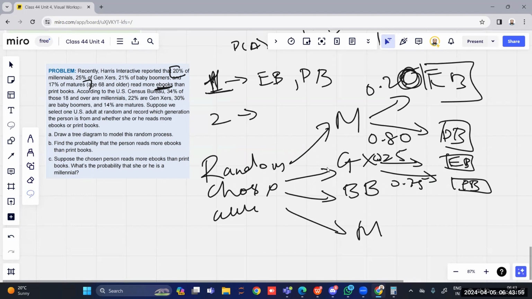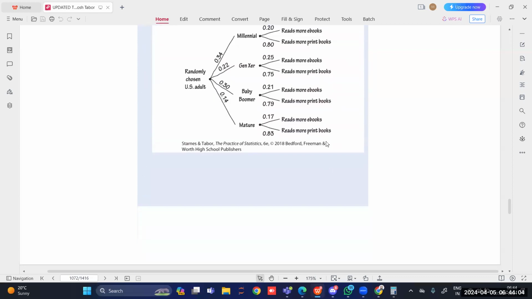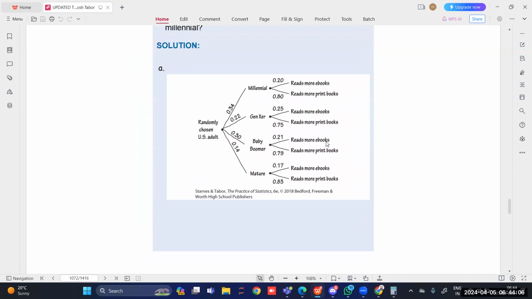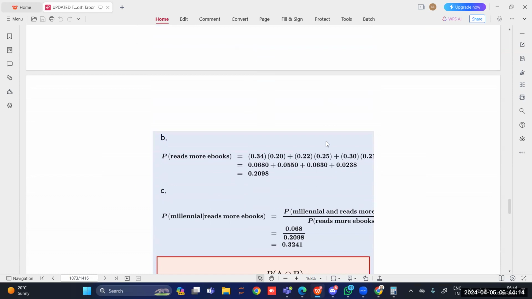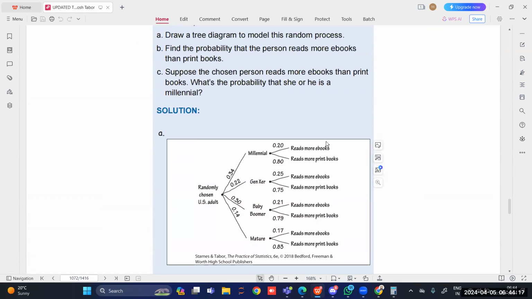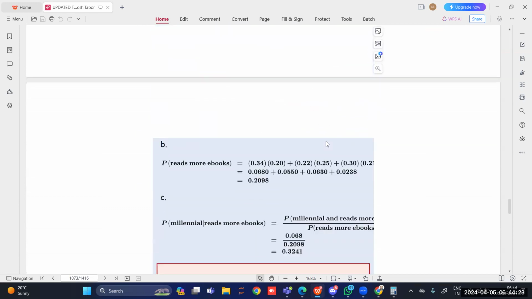So the next question is find the probability that the person reads more ebooks than print books. We'll just look into the example here. This was how we have to draw a tree diagram. So we need to find the probability that a person reads more ebooks than print books. So we need to see whether they read more ebooks or print books. You have to do the multiplication and add all that.